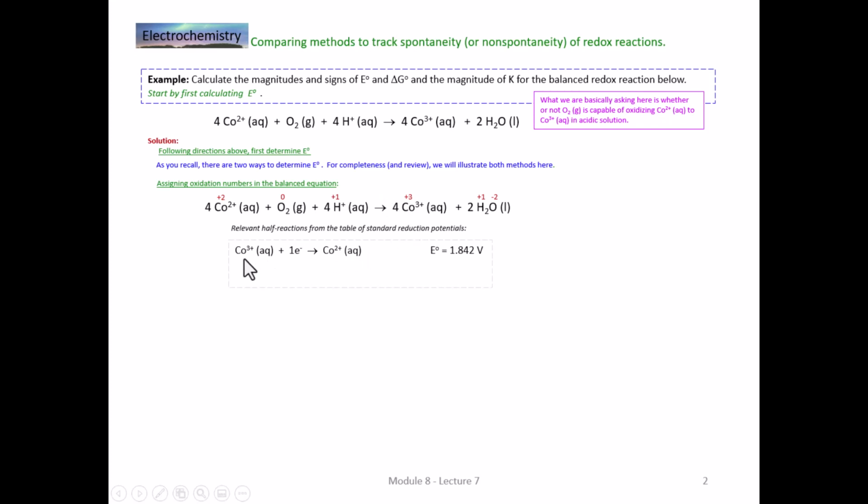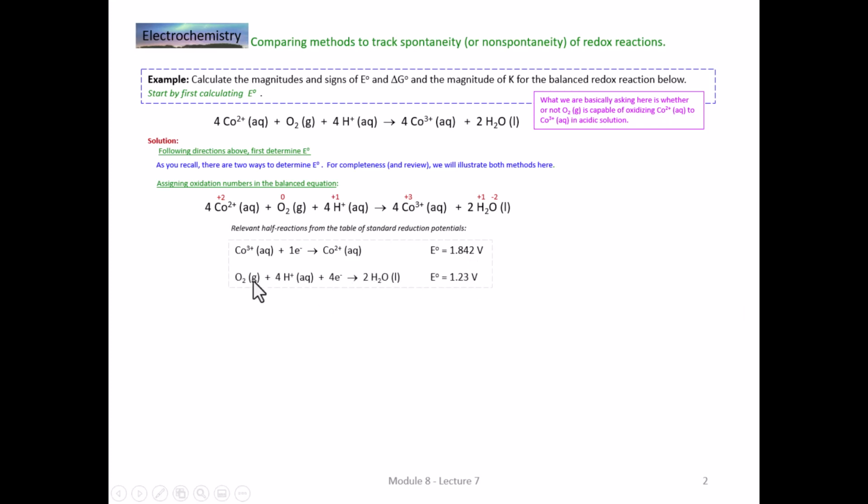But what I really wanted to do here was just find the relevant half reaction in the table of standard reduction potentials. If you have the table in front of you, you'd find a half reaction. Remember, they're all written as reductions: cobalt-3 plus 1 electron going to cobalt-2. So what I found is the relevant reduction in the table that relates cobalt-3 and cobalt-2, and the reduction potential on that table is plus 1.842 volts.